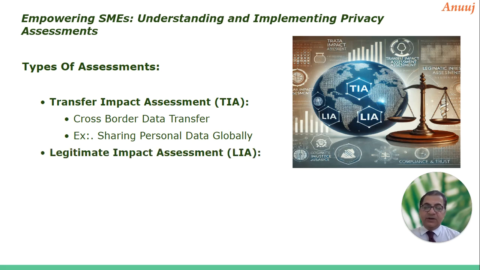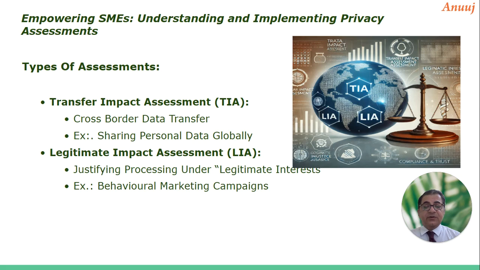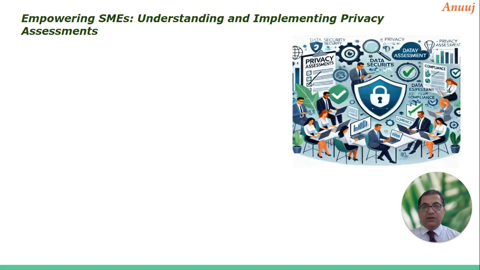And then the legitimate interest assessment, the LIA, justifies the processing under legitimate interests. What does processing under legitimate interest mean? You are processing information which is critical for developing some service in the public interest and you are not maybe even asking for consent. Behavioral marketing campaigns are one of the critical examples. Monitoring terror activities: you can't go to individuals and say we are performing surveillance because we want to monitor terrorism. No, you can't do that, right?